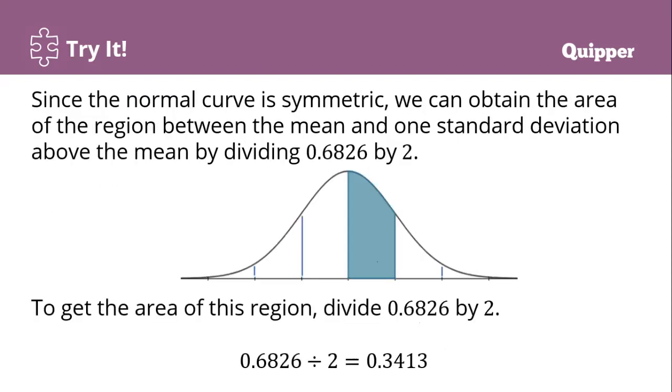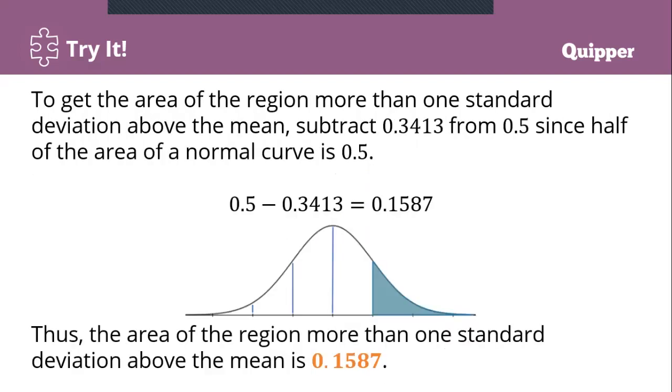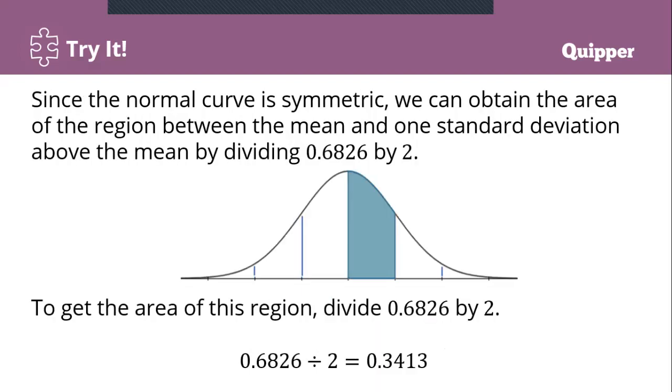Since the normal curve is symmetric, we can obtain the area of the region between the mean and 1 standard deviation above the mean by dividing 0.6826 by 2. So 0.6826 divided by 2 is 0.3413. The 1 standard deviation area, 0.6826, is divided by 2.